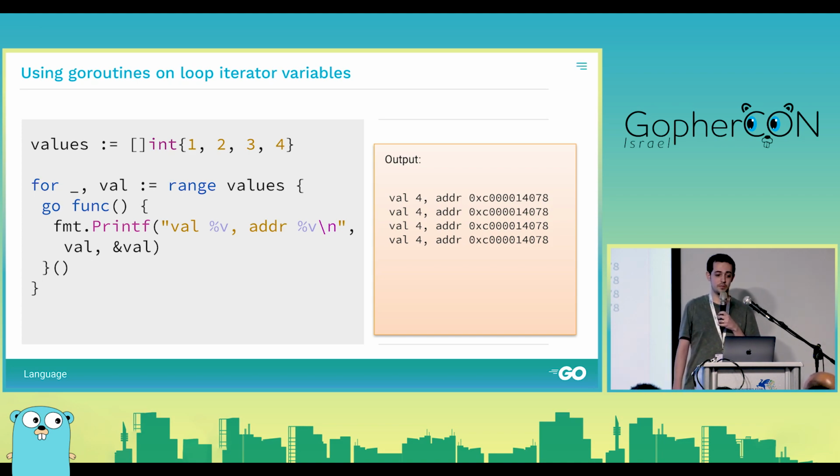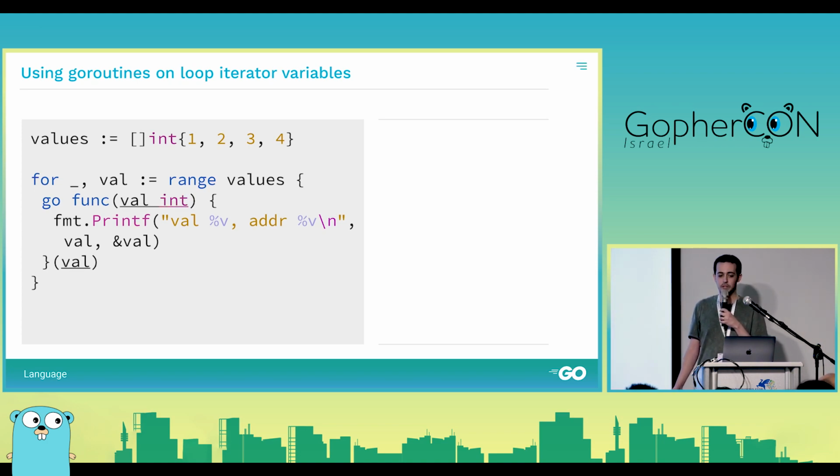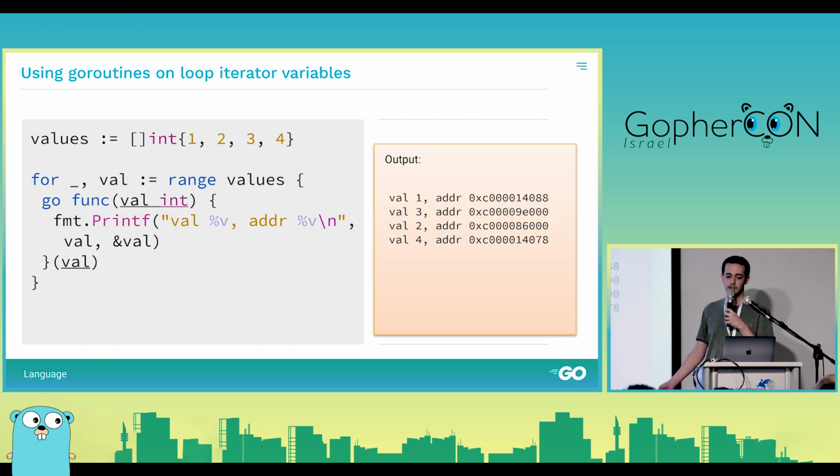You can see that by the fact that they all print the same address. It's the same instance. One way to deal with it is to pass val as an argument to the closure function. So now each coroutine's got a separate variable, and each one's got a separate address, like we want.